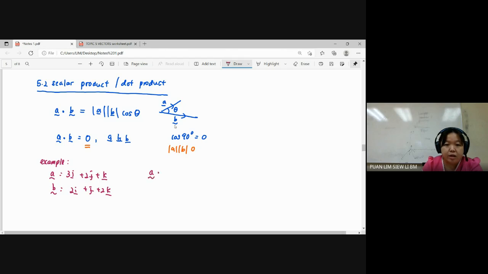So vector A dot dengan vector B. So vector A nak darab dengan vector B. So masuklah vector A darab dengan vector B. So macam mana kita nak darab? So simple saja, kita buat X darab X, Y darab Y, Z darab Z.